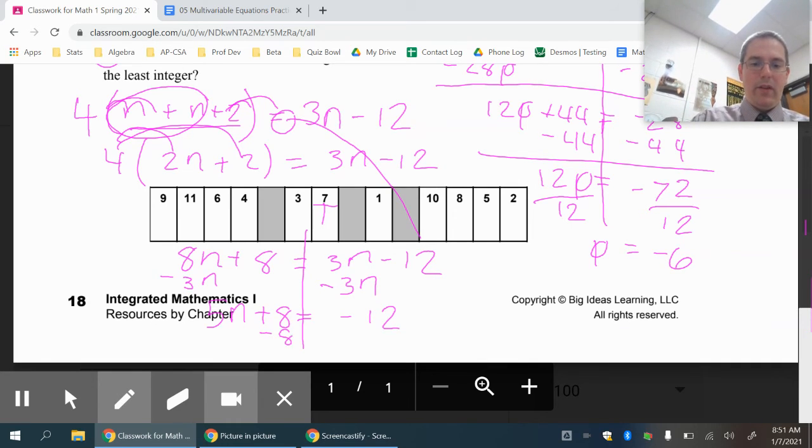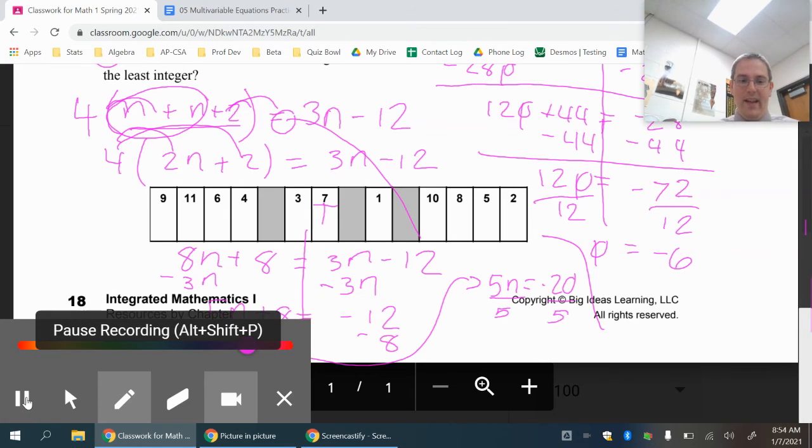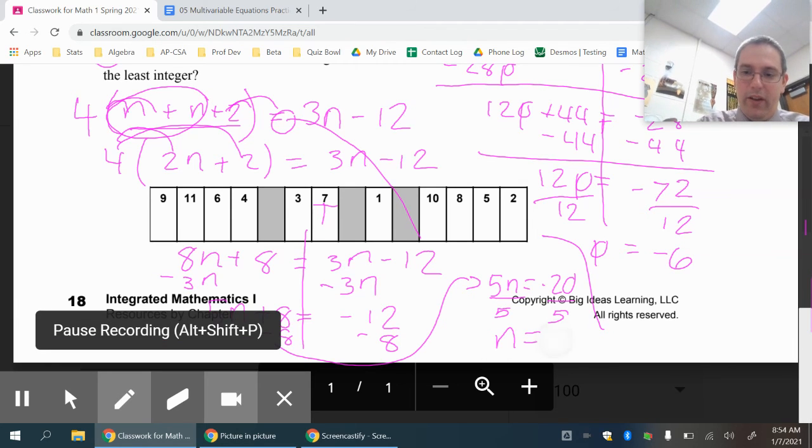Subtract 8 to get everything on one side. I'm going to have to go over here because I'm running out of room. So that's 5n equals -20. And then dividing both sides by 5, after you divide by 5, that will give you n equals -4.